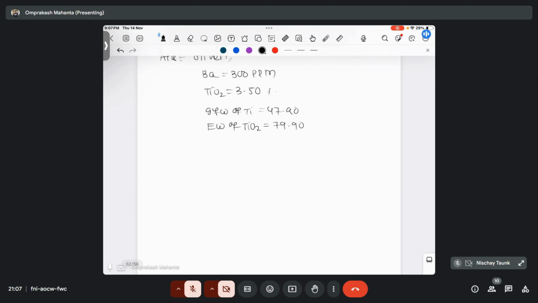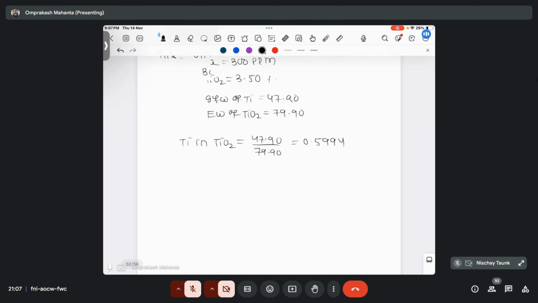Ti in TiO2 would be 47.90 divided by 79.90. It will come to 0.594.